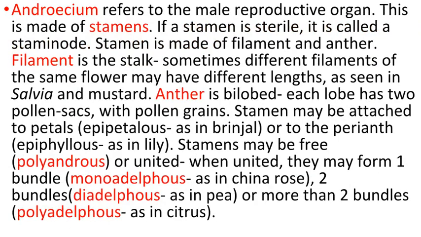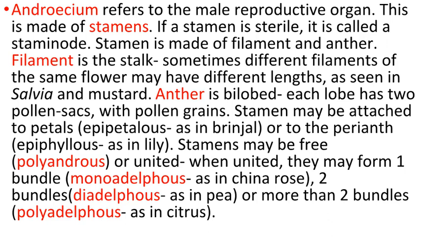Androecium refers to the male reproductive organ. This is made of stamens. If a stamen is sterile, it is called a staminode. Stamen is made of filament and anther. Filament is the stalk. Sometimes different filaments of the same flower may have different lengths, as seen in salvia and mustard. Anther is bilobed. Each lobe has 2 pollen sacs, with pollen grains.